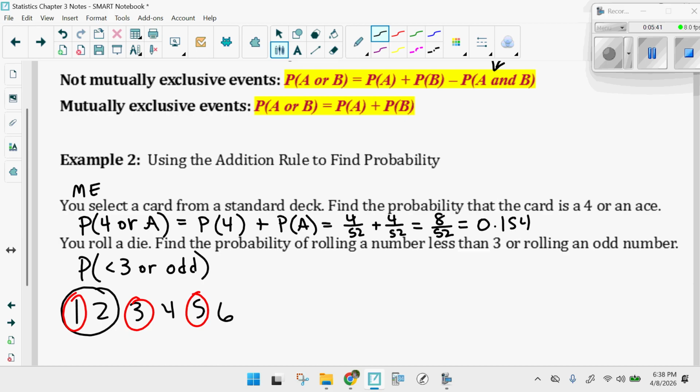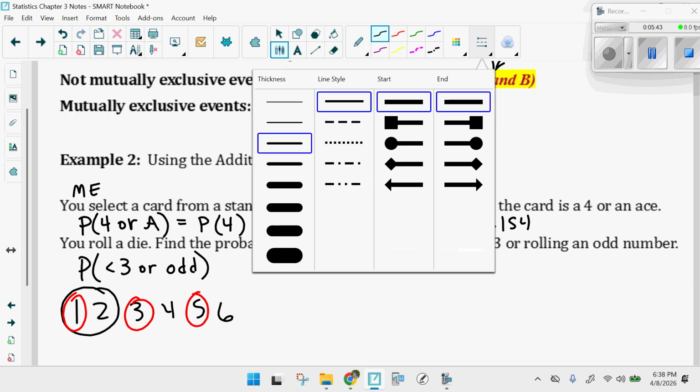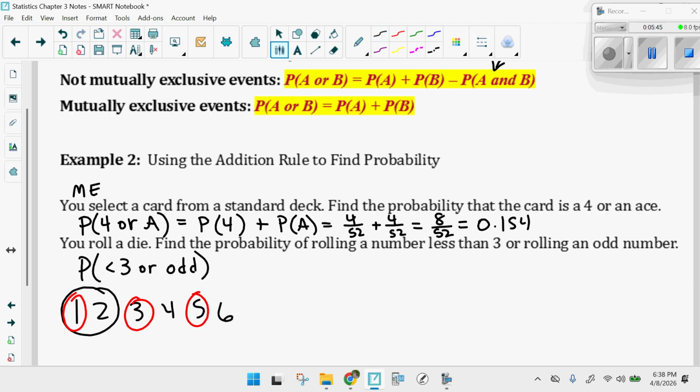And that starts to determine that this is not mutually exclusive, because with one roll, I could get a 1. That's both odd and less than 3, so it's not mutually exclusive. So the probability of rolling something less than 3 is 2 out of 6, plus the probability of rolling an odd is 3 out of 6.